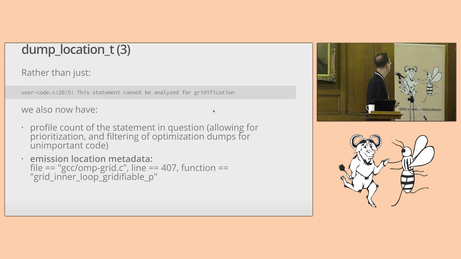So in fact, that's what I just said. Rather than just having file, line, column, we have all that metadata, and that's basically the underlying foundational work to get the JSON output working.